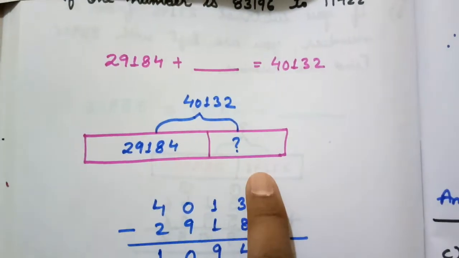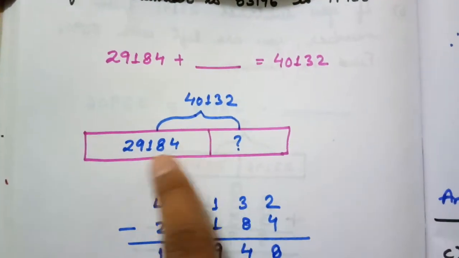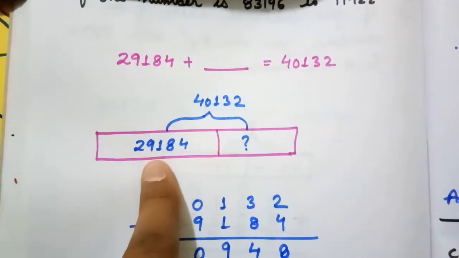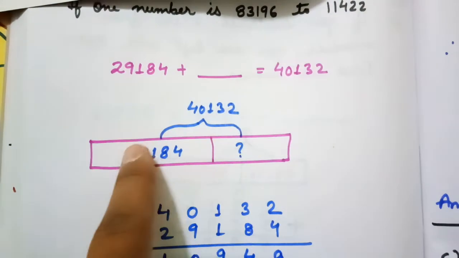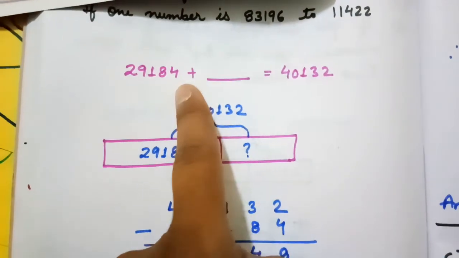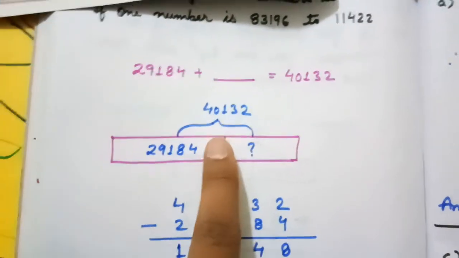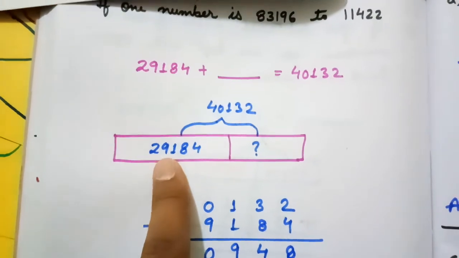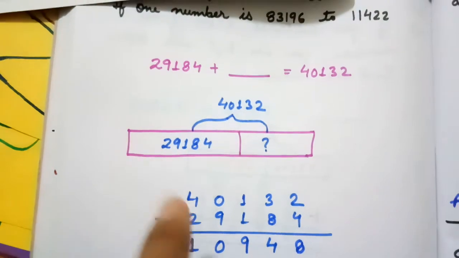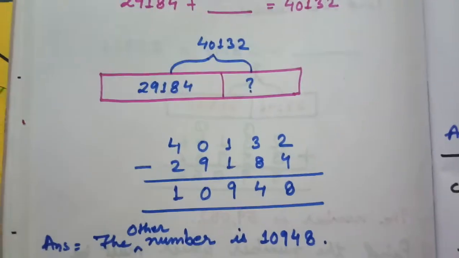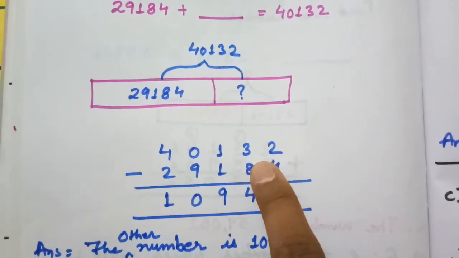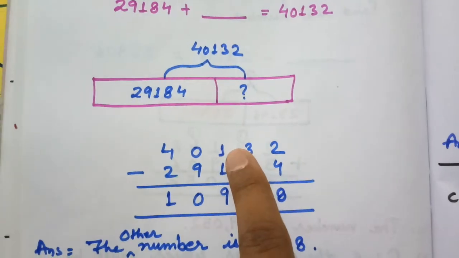You need to draw one rectangular box. It will be divided into two, for two addends. So one of the addends is given, the other is missing. These two addends will together give this sum. Okay, so when we subtract 29,184 from 40,132, then only we get the other addend. So 12 minus 4 is 8, 12 minus 8 is 4, and here it is 0.